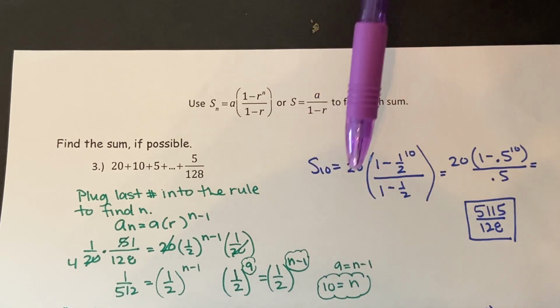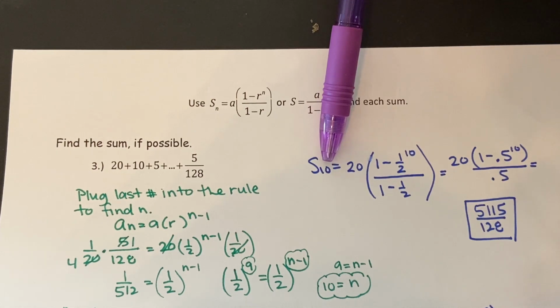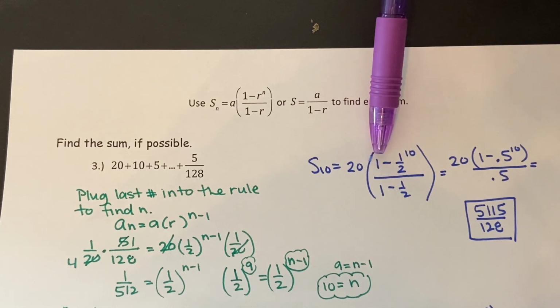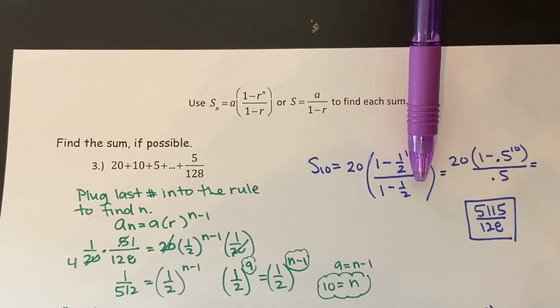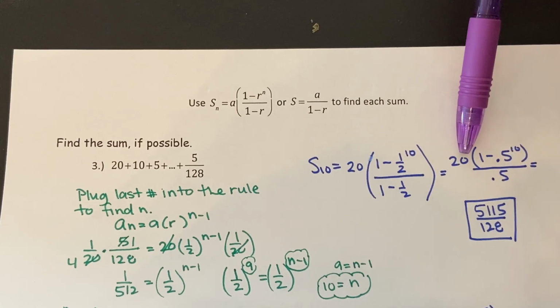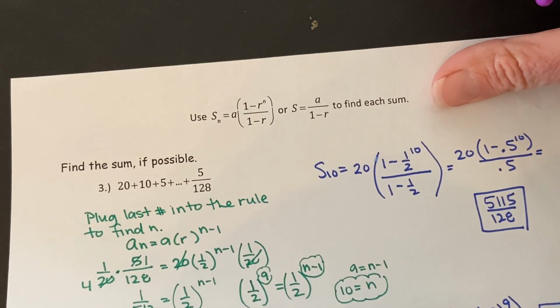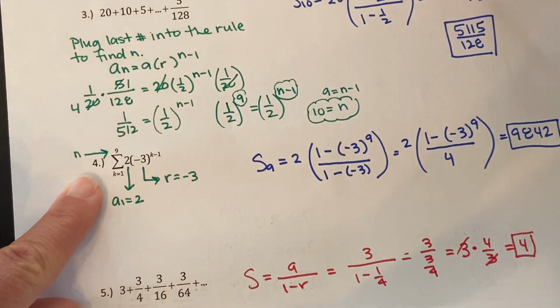Now that I know there are 10 numbers in my list, I can plug it into my sum formula. S sub 10 is going to be equal to the first number in my list, 20, times 1 minus r to the 10th over 1 minus r. So I'm going to take 1 minus 1/2 to the 10th, then I can divide that by 1/2 and multiply by 20, and I get 5,115 over 128.